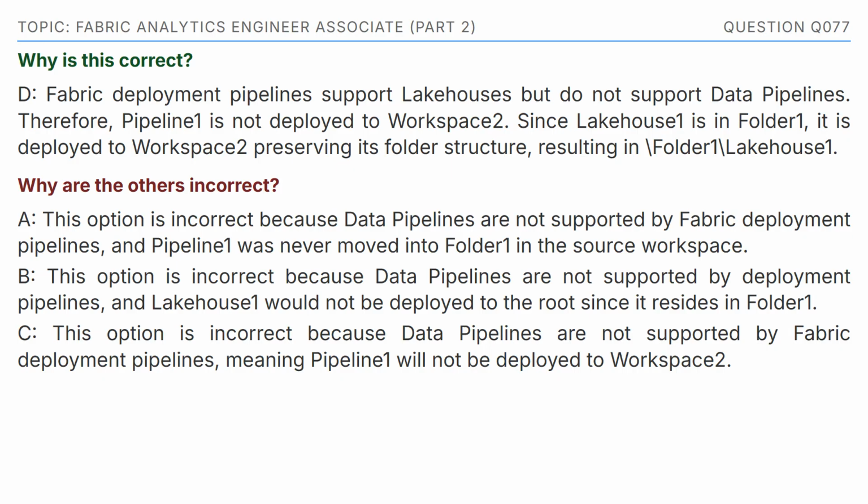Why are the others incorrect? A, this option is incorrect because data pipelines are not supported by Fabric deployment pipelines, and Pipeline 1 was never moved into Folder 1 in the source workspace. B, this option is incorrect because data pipelines are not supported by deployment pipelines, and Lakehouse 1 would not be deployed to the root since it resides in Folder 1. C, this option is incorrect because data pipelines are not supported by Fabric deployment pipelines, meaning Pipeline 1 will not be deployed to Workspace 2.